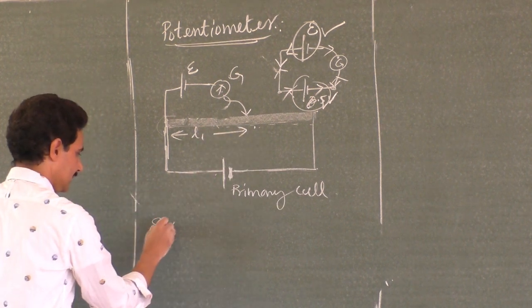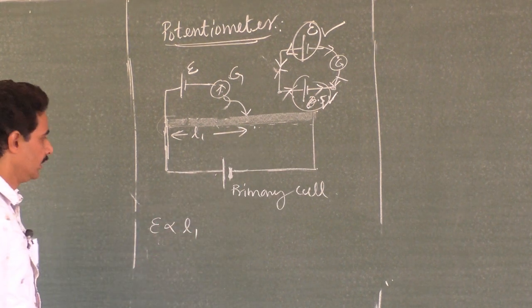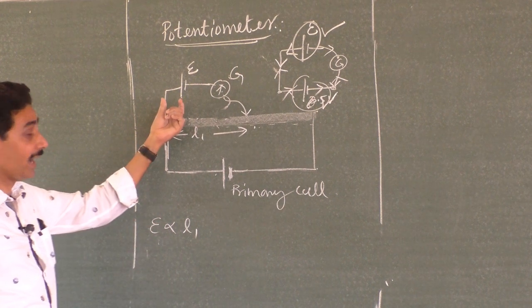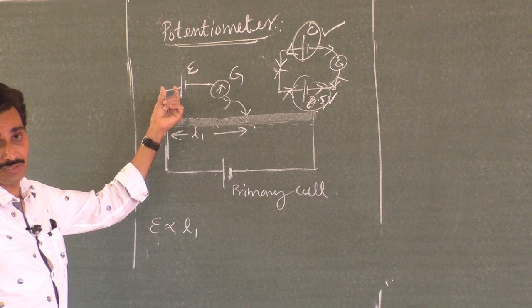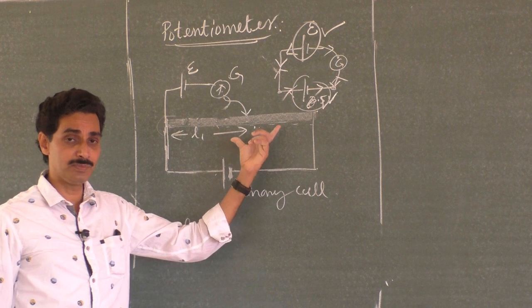Now shall I write E is directly proportional to L1? Why, sir? Because if I had used 8 volt battery in the previous discussion, I should have gone to 8 meters.